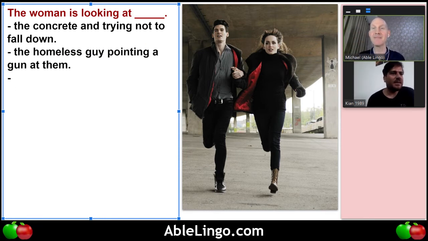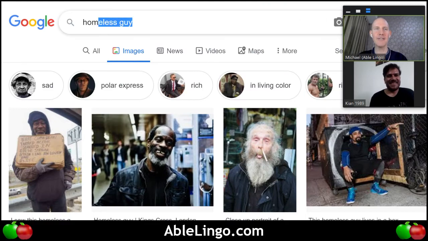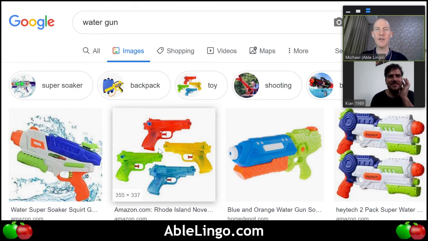But why? I think, if someone was pointing a gun at them, they wouldn't look like that. Maybe they would be terrified. You're right. So you're saying they look too calm, right? Yeah. Well, maybe he's pointing a water gun. Yeah, that's possible. And just to make sure we have a visual, we'll say goodbye to homeless guy and hello water gun. So something like this, right?